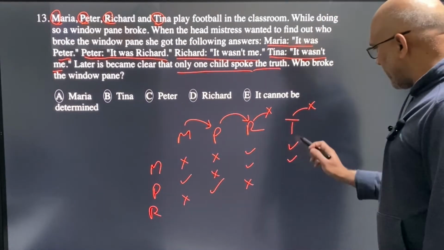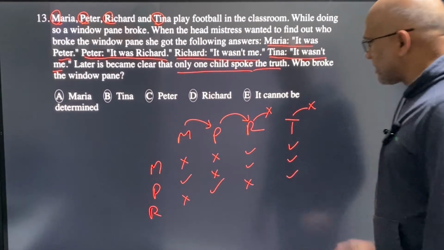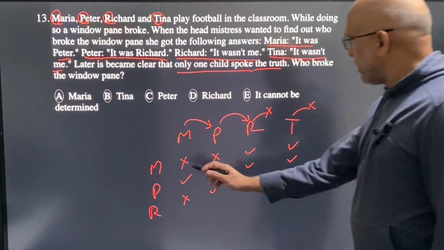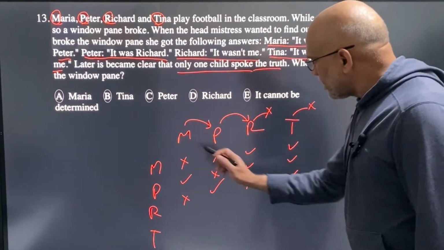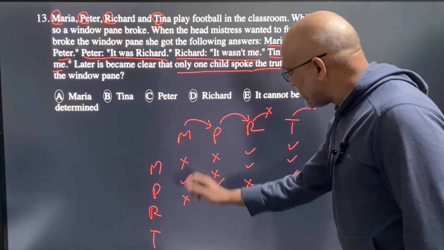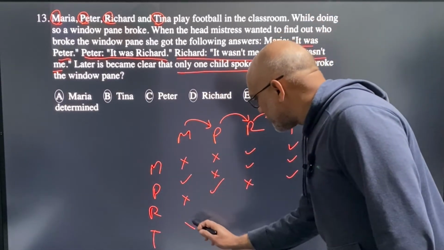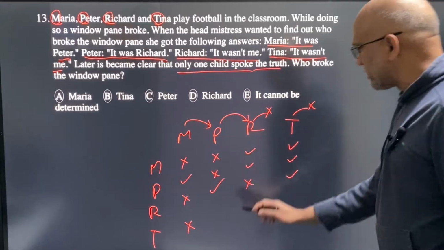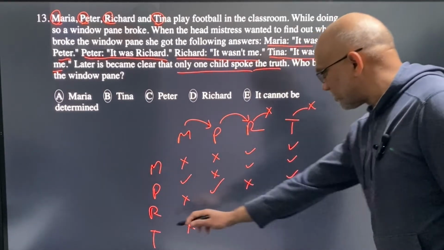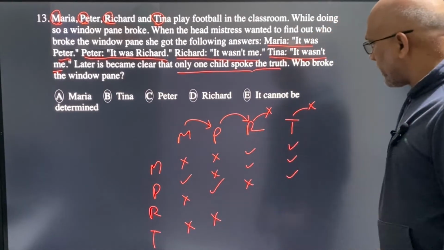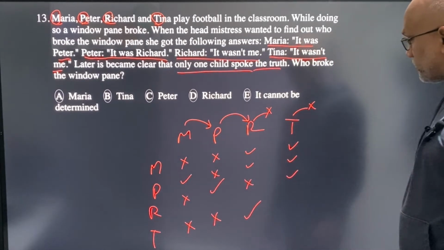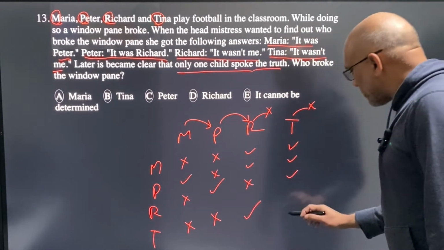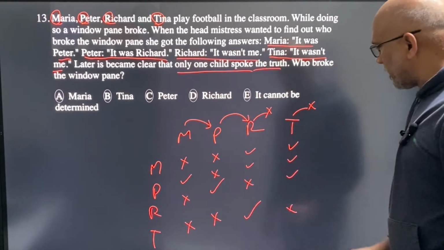And Tina is saying it wasn't me. So Tina is telling the truth. And then remaining is Tina, right? So in case of Tina, Maria is saying it was Peter. So Maria is not telling the truth. Peter is saying it was Richard. So Peter is also not telling the truth because it was Tina. Richard is saying it wasn't me. Richard is telling the truth. Tina says it wasn't me. So Tina is also not telling the truth because it was Tina, right?